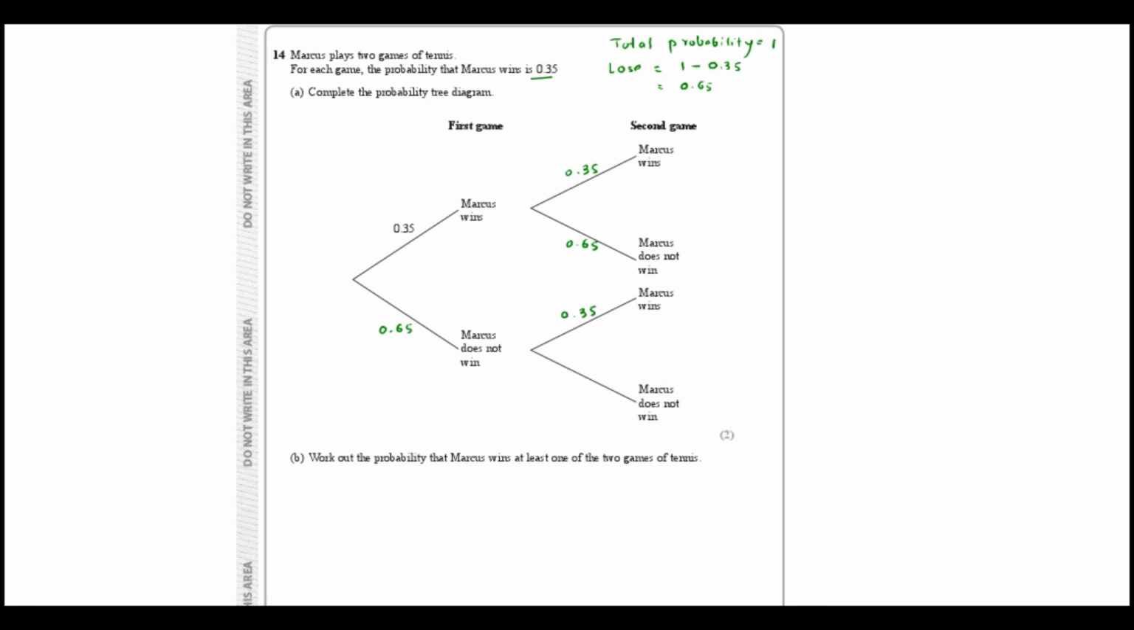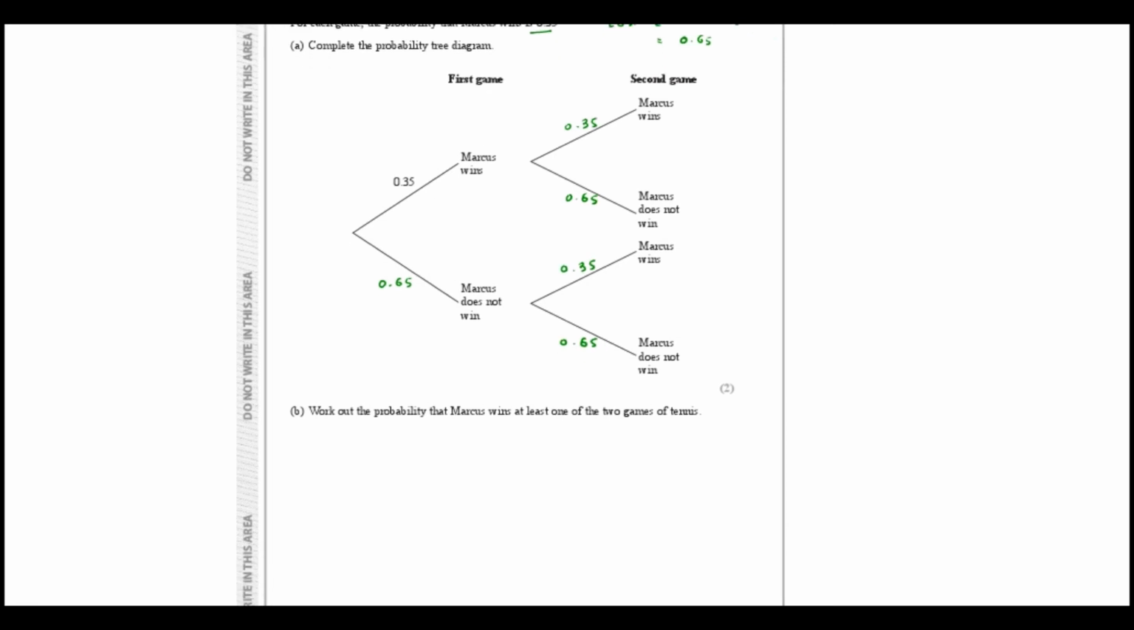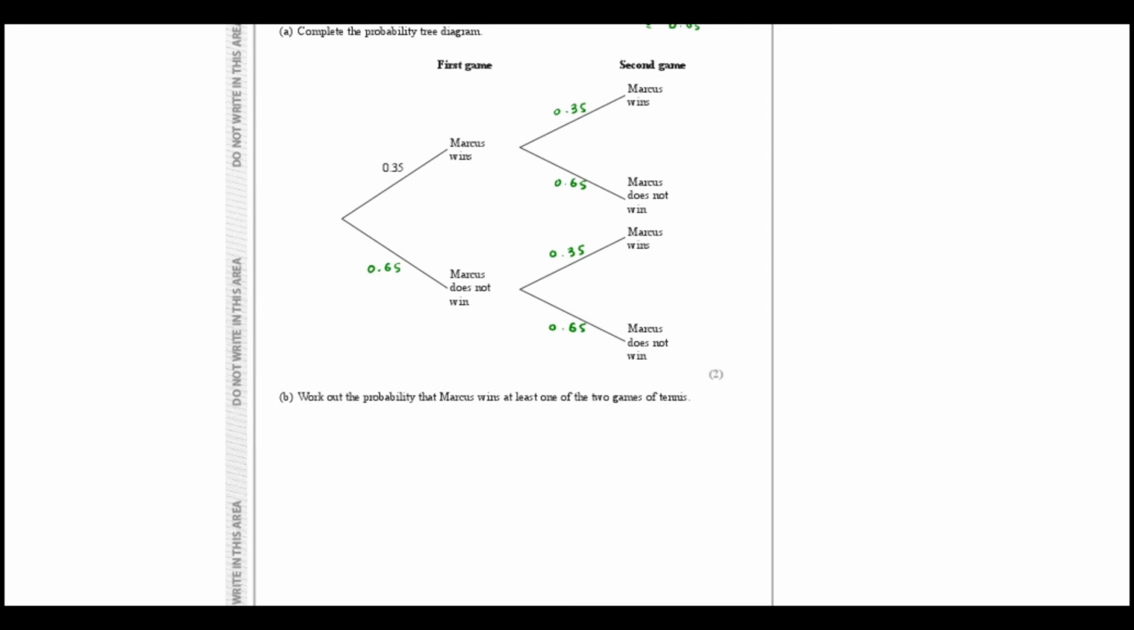Losing probability 0.65. And they're saying in part B, work out the probability that Marcus wins at least one of the 2 games. So at least one of the 2 games means at least 1 or more. So you can win 1 or you can win more. More means obviously both the games. So either you win minimum 1 or you win both.